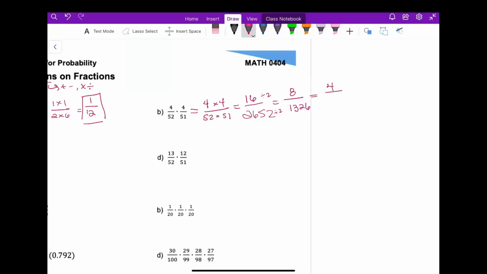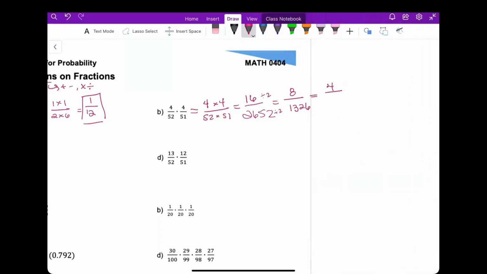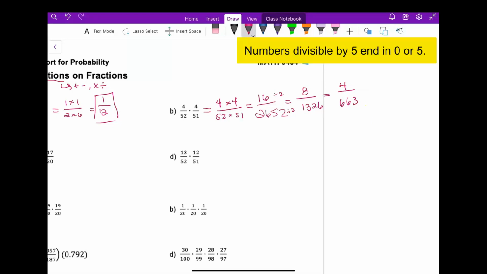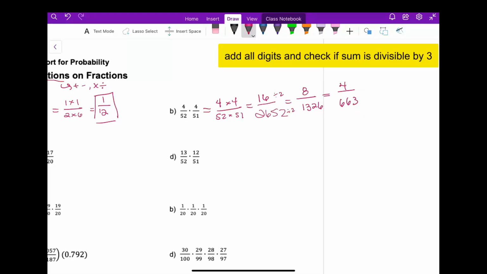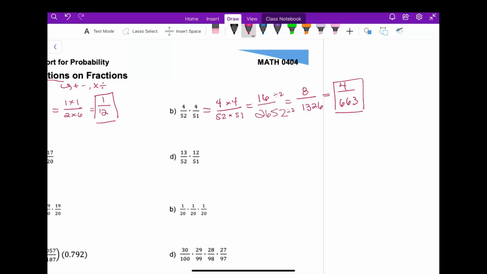So that's going to be 663. So I take a look again. Are they both even? No, the numerator is even, the denominator is odd. Do they both end in 0 or 5? They do not. How about 3? Are they both divisible by 3? The numerator is not. The denominator is divisible by 3, but since the numerator is not, this is as simplified as it gets.